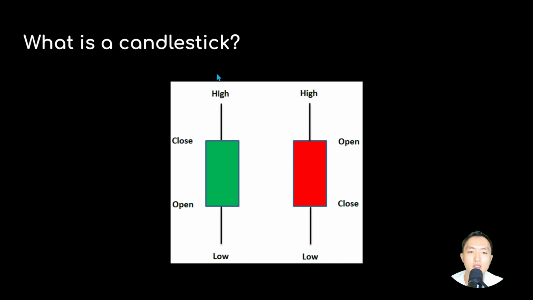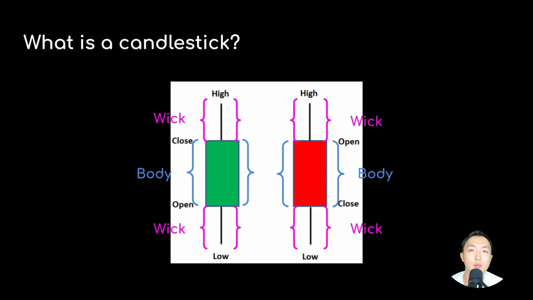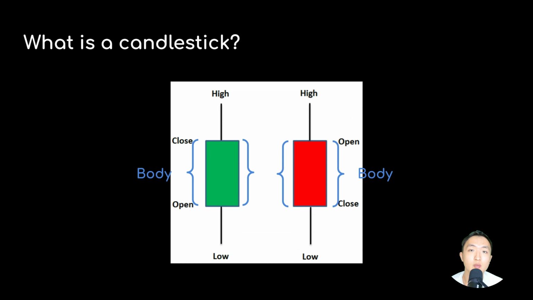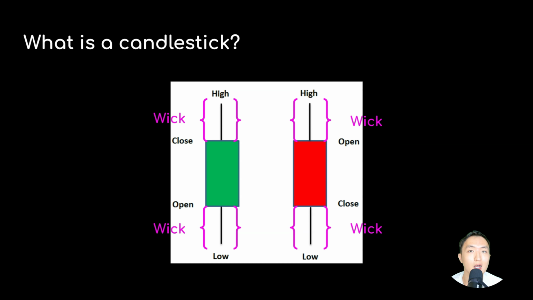For example, in this visual here, we can see that the high and low of the red and green candlesticks are in the same place, but their open and close are opposite. The parts highlighted in purple are known as the wicks of candlesticks, and the parts highlighted in blue are known as their body. To determine the open and close of a candlestick, we always look at its body. On the other hand, to determine their high and low, we always look at their wicks.